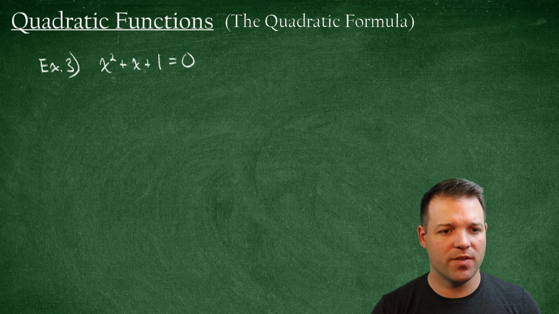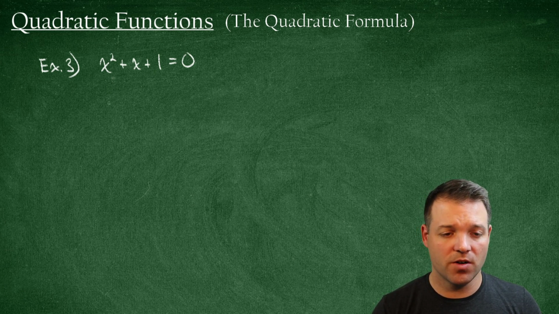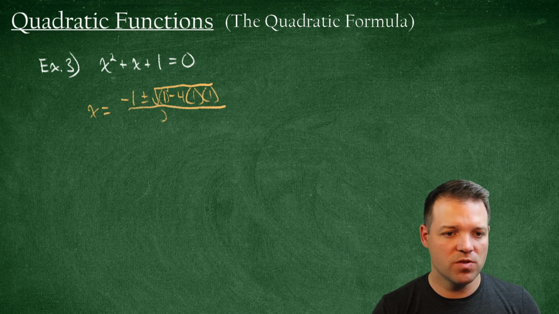In this problem, we have x squared plus x plus 1 is equal to 0. It's already in standard form, so let's apply the quadratic formula. I'm going to say x is equal to the opposite of b, so negative 1, plus or minus the square root of b squared, well, that's just 1 squared, minus 4 times a, which is 1, times c, which is also 1. A lot of 1s here. All over 2 times a, which a is 1. Let's simplify all of this. So x is equal to negative 1 plus or minus the square root. I have 1 minus 4, so negative 3, all over 2.